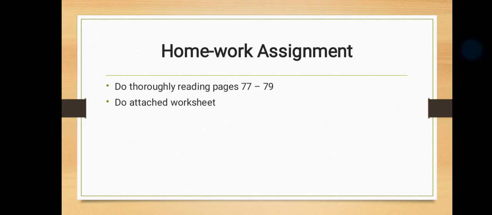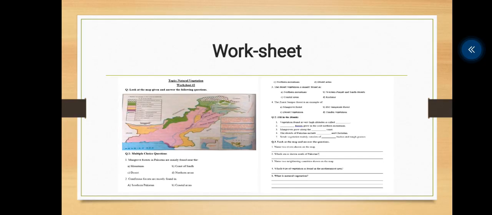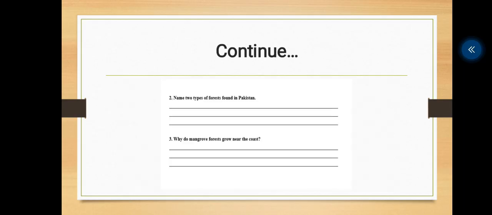On page number 78, there is a map which I have added in the worksheet, like in this slide. You need to open your textbook, page 78, and there you can find the map. According to the map, you need to answer all of these questions. Firstly, attempt the multiple choice questions. Then fill in the blanks. Then solve the questions according to the map.